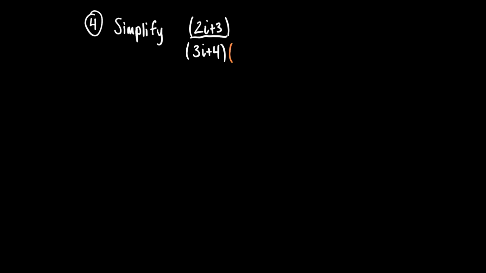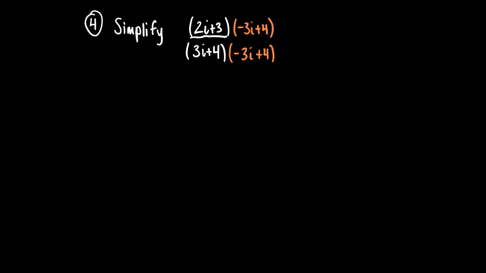We're going to multiply by the conjugate. The conjugate is where you change the sign in front of the imaginary number. Many people are tempted to write 3i minus 4, but don't do that. You want negative 3i plus 4 because you need to change the sign in front of the imaginary part. So negative 3i plus 4.